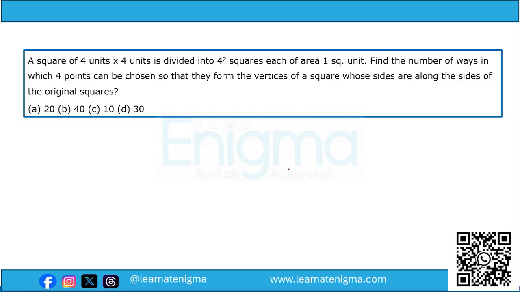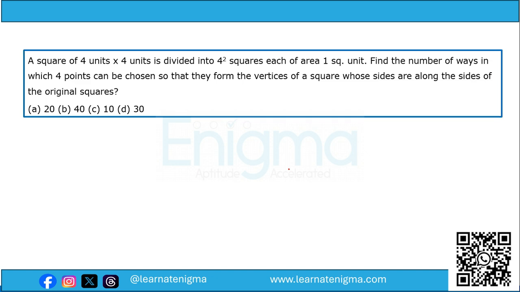A square of 4 units by 4 units is divided into 4 raised to 2 squares, each of area 1 square unit. Find the number of ways in which 4 points can be chosen so that they form the vertices of a square whose sides are along the sides of the original squares.